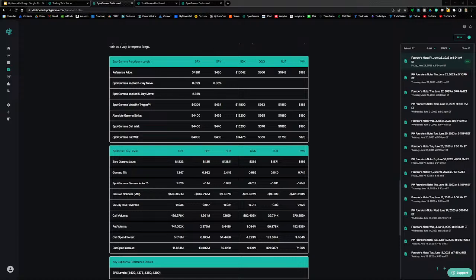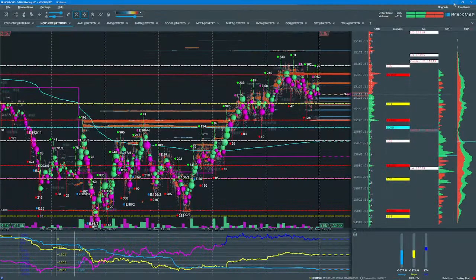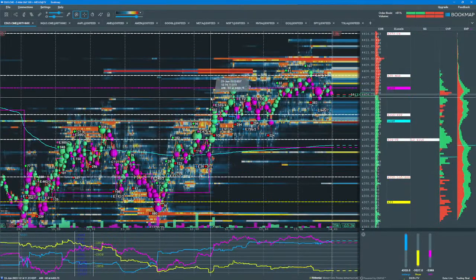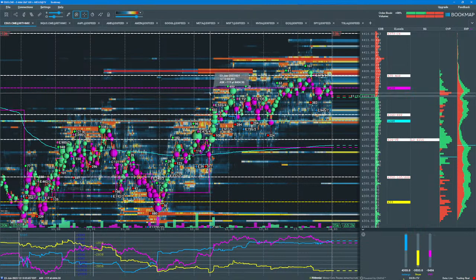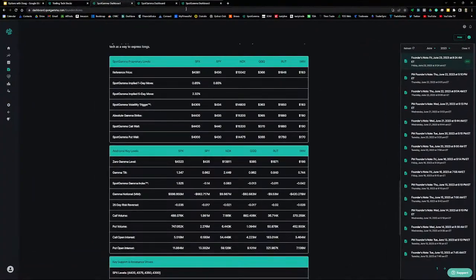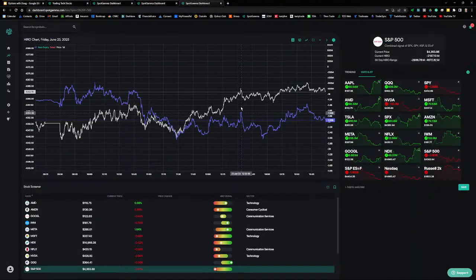All right, so let's take a look at some setups now. We'll review some setups. First of all, let's go to the S&P 500. And again, a choppy session of the morning. I thought overall order flow was fairly bearish. Let's take a look at HERO first. This is hedging impact real-time options.